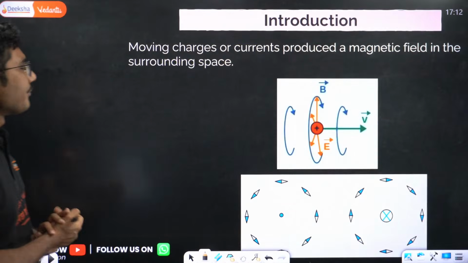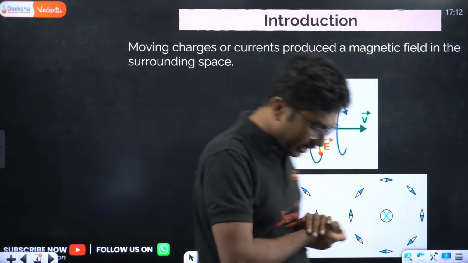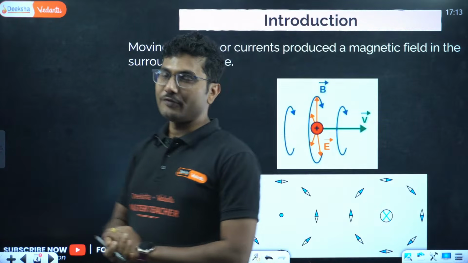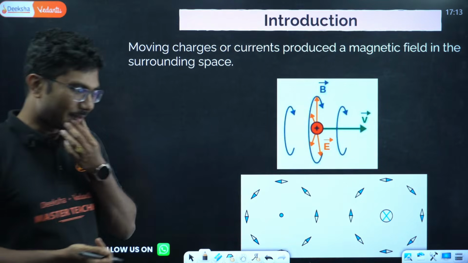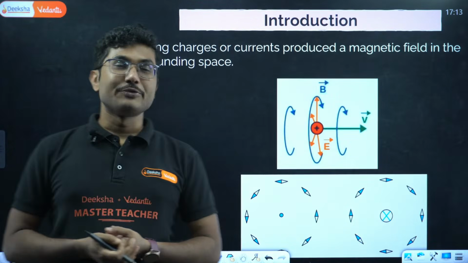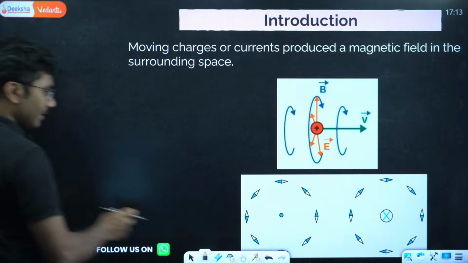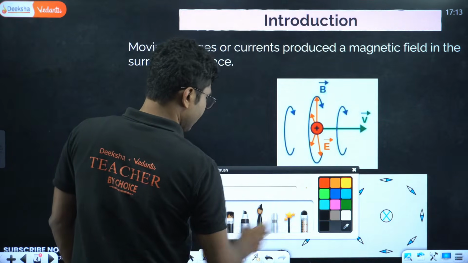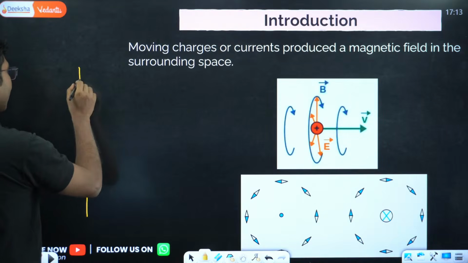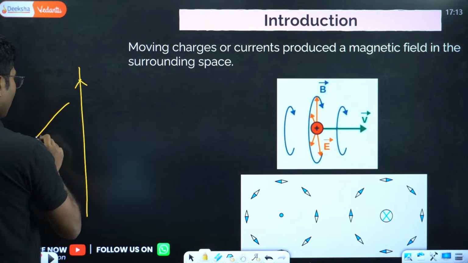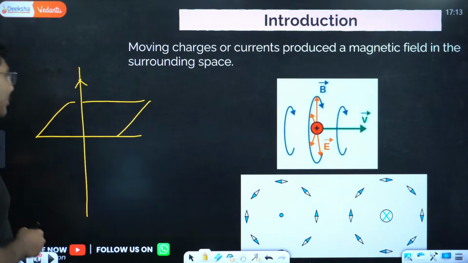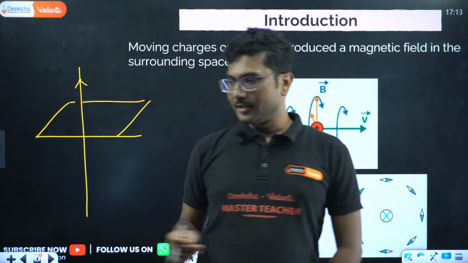First, we will start with a basic introduction. This introduction part is actually from your class 10th chapter, magnetic effect of electric current. Some of you may remember, some of you may not remember it properly. If you remember, there was a current carrying wire, and in the current carrying wire, you had a cardboard like this. You placed it, and in this cardboard, what you are going to get.